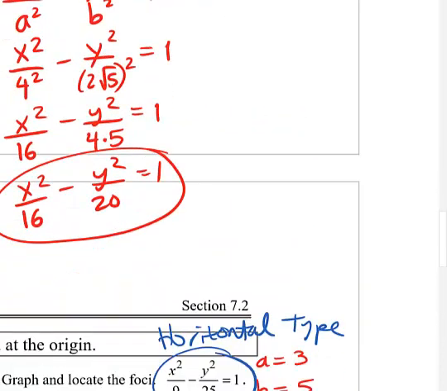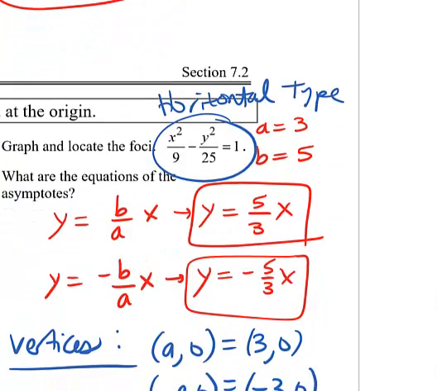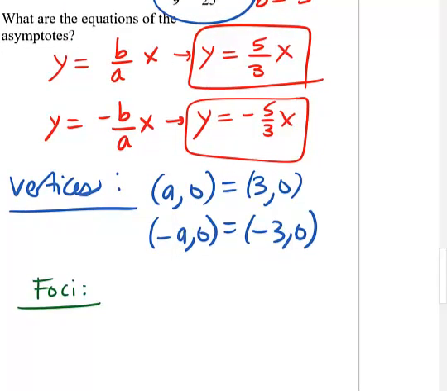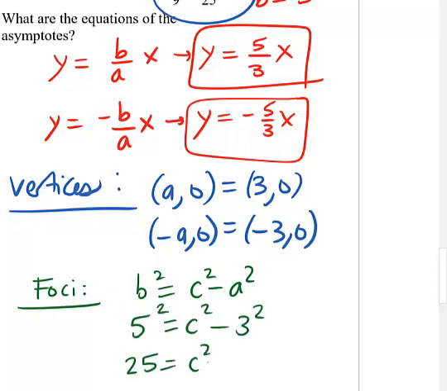But they want the foci. The foci aren't really important for the graph's sake, but they are important geometrically in other avenues that we're not familiar with yet. So I'll have to find the foci, and I'm going to use my equation, of course. B squared equals c squared minus a squared. B was 5, and a was 3. 25 equals c squared minus 9.